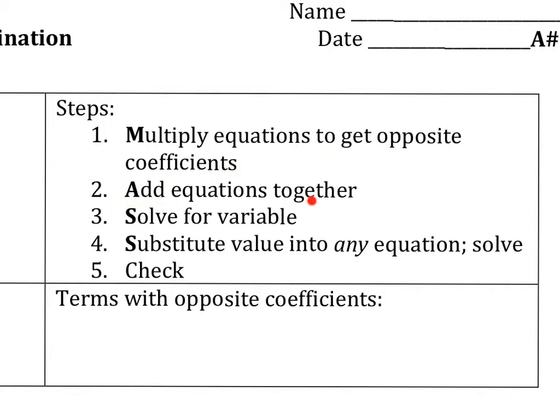We're going to add the equations together. We just stack them and cancel stuff out. Next, we're going to solve for one of the variables. We're going to substitute that value into any equation and solve for the other variable. And lastly, we check. Just to give you a heads up, these last three steps are exactly the same as the previous method. There's no difference. Once you have a value, so for example, once we have x equals 3, we shove that into the other equation and solve. So this last part is going to be very familiar.